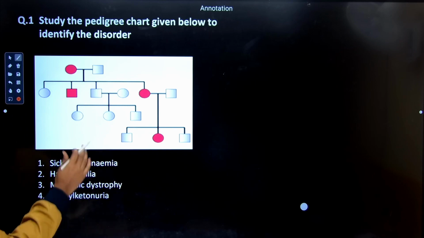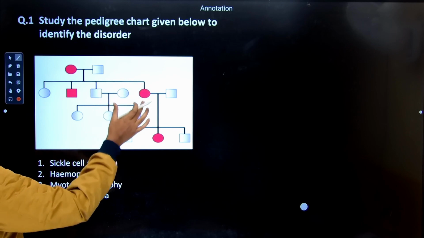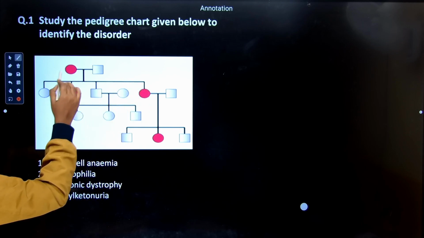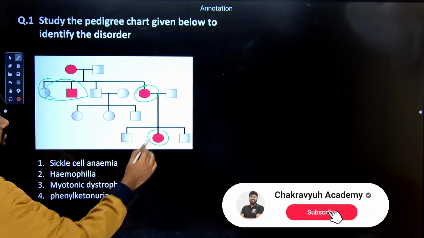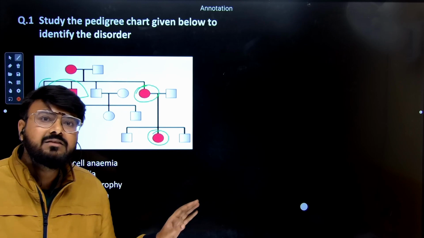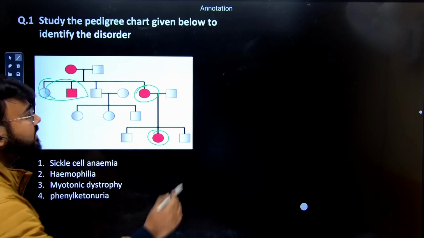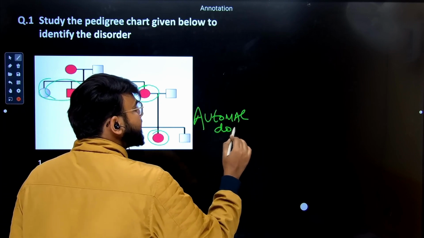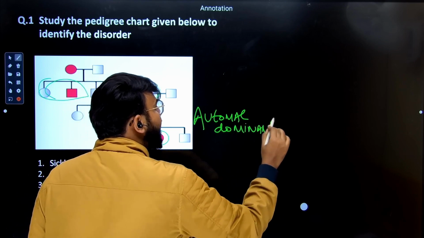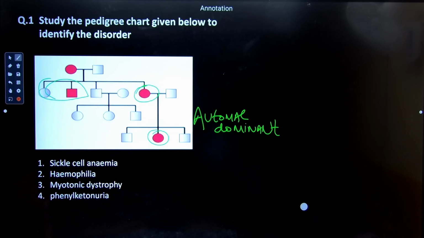So now let's understand in this pedigree, do we have any skipping of generation? You can see here there is one diseased. This is also diseased. In this generation, this is also diseased. So that means there is no skipping of generation. When there is no skipping of generation, the answer will be autosomal dominant. Now let's recall those examples we have discussed. Which will be the answer in autosomal dominant? Yes, it will be myotonic dystrophy.